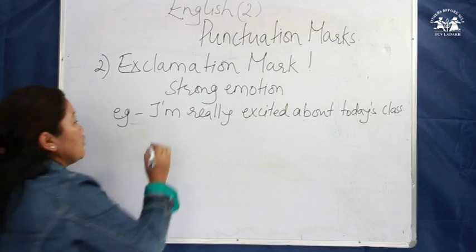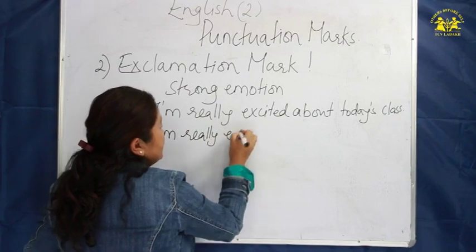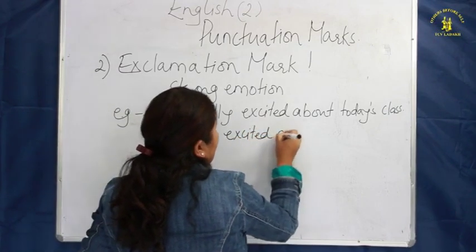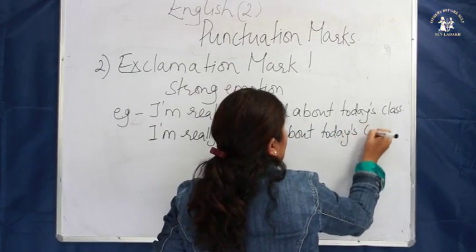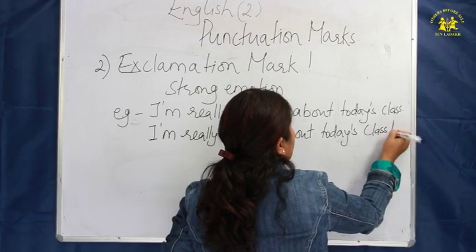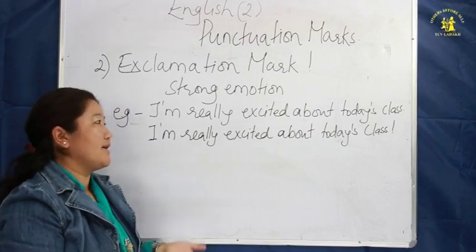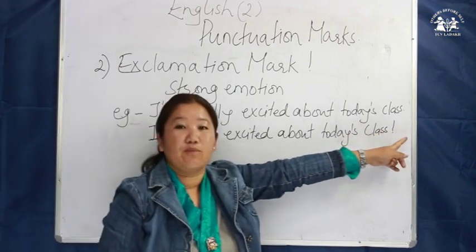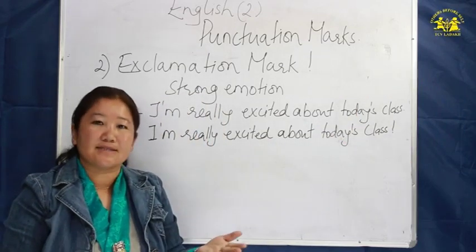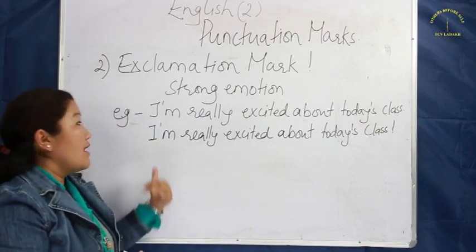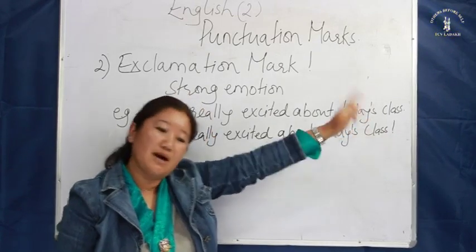class, all right? And then you have another sentence, the same one: I'm really excited about today's class. And over here, you use an exclamation mark. This is how it goes. Without emotion, when you say, I'm really excited about today's class, you just put a full stop at the end. When you're really excited and you want to express that, then you say, I'm really excited about today's class, and you have to use an exclamation mark at the end.